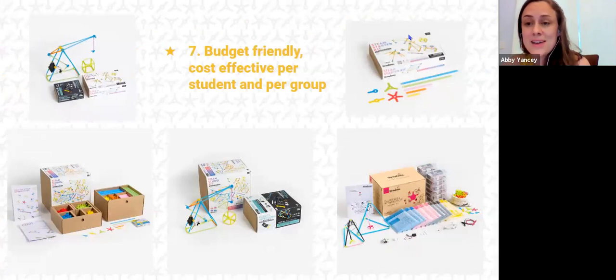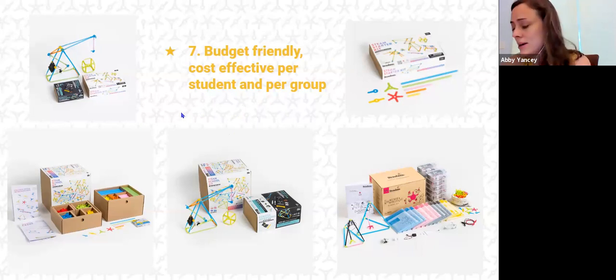So a seventh point that you can make in your grant is that Strawbees are budget friendly and cost effective per student per group. And this is something helpful to mention because grant readers do want to know that their dollar will have a lot of impact. So knowing that Strawbees are affordable is going to make your grant a good choice for them, because grant readers will understand that they're reaching more students in your school, that their dollar goes farther with Strawbees, and that's ultimately what they want to do, is help students learn and become better prepared for their futures.